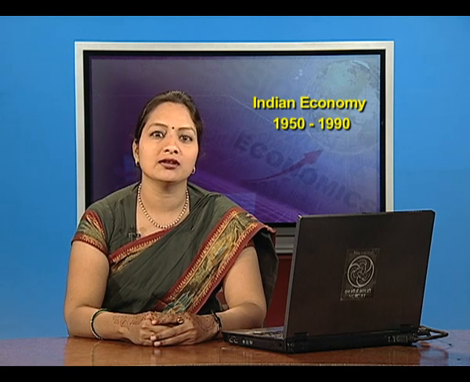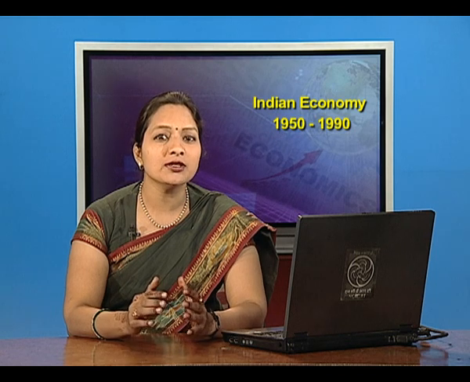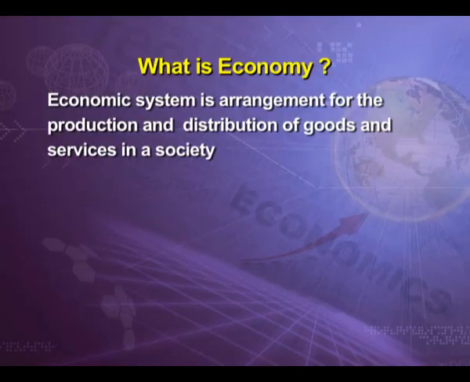Today our topic for discussion is chapter 2 of our book Indian Economic Development. The name of the chapter is Indian Economy during 1950 to 1990. First of all, we should know what an economy is. Actually, economy is a system by which people get a living. In contrast, an economic system is an arrangement for the production and distribution of goods and services in a society.